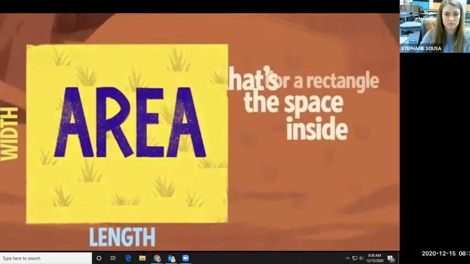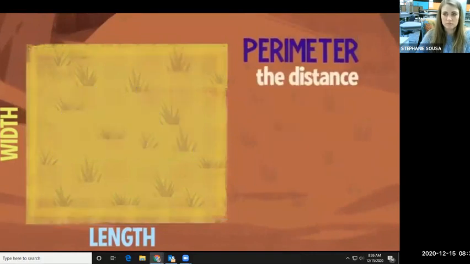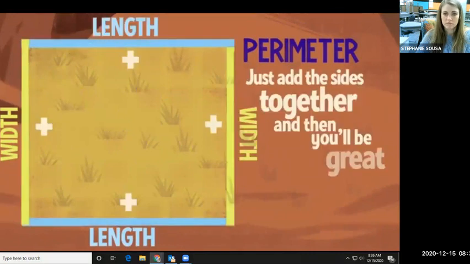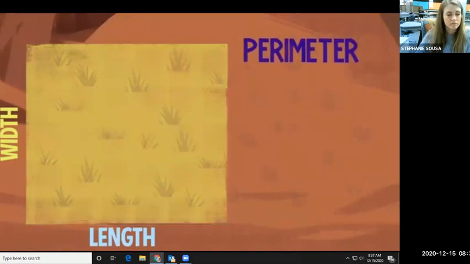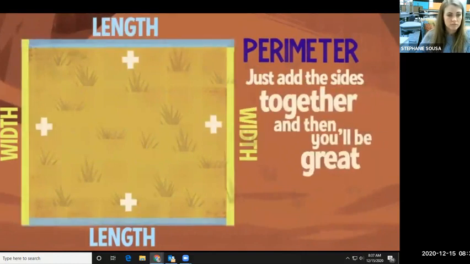That's the space inside. For a rectangle, its length and width are multiplied. And perimeter, the distance around a shape. Just add the sides together and then you'll be great.